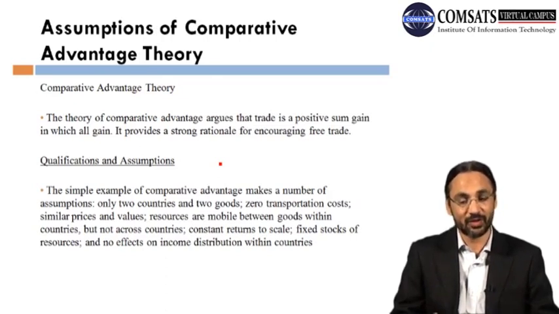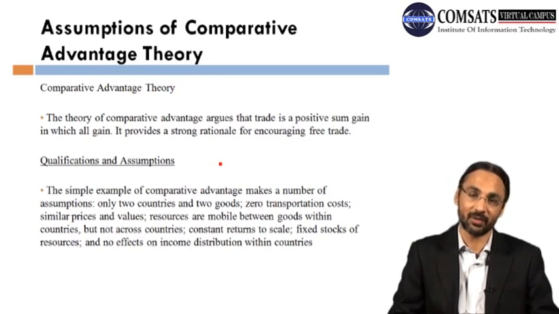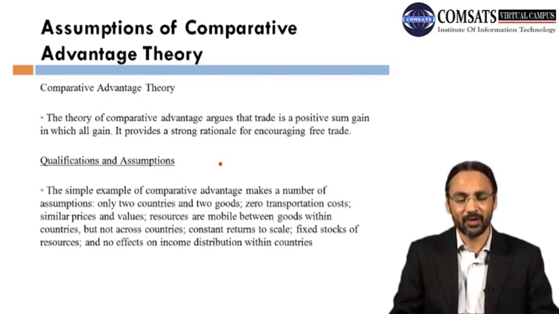Fixed stocks of resources. Stocks of resources cannot be fixed in the real world. Stock of resources means human capital and financial stocks. These cannot be fixed. Companies, while making trade, can see ups and downs because of the macroeconomic situation. There can be some uncertainties, and companies cannot keep these resources fixed. Next, no effects on income distribution across the country. This was another assumption which is false.